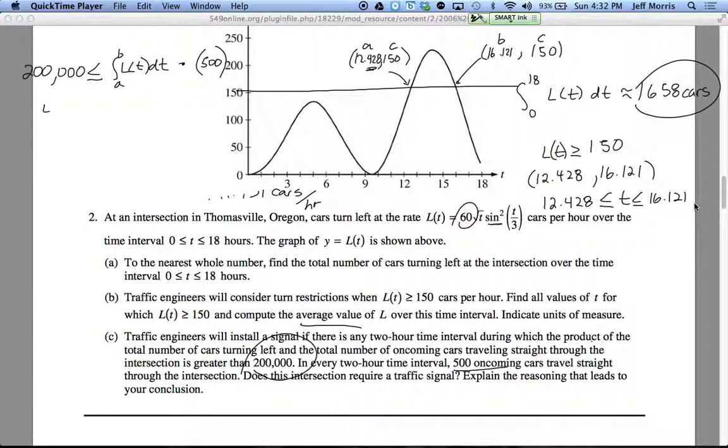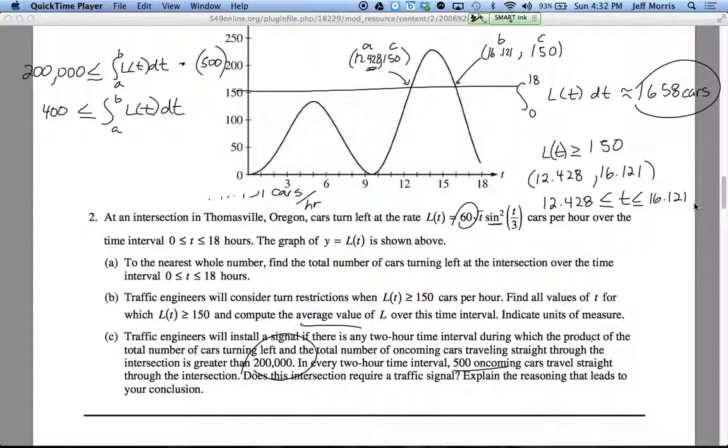Now, if I divide 200,000 by 500, what do you get? 400, right? So I need to look: is there any 2-hour time period where the cars turning left is going to be greater than 400? We just did. Where is that going to be? It'd be 13 to 14, or 13 to 15. So you just have to check it.